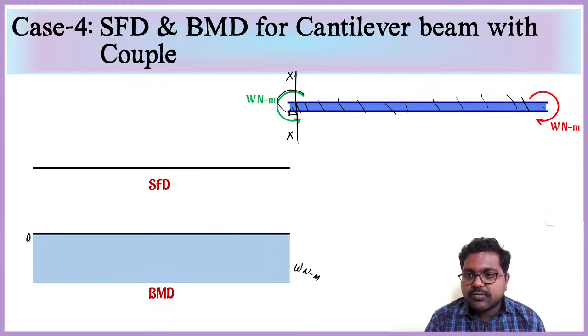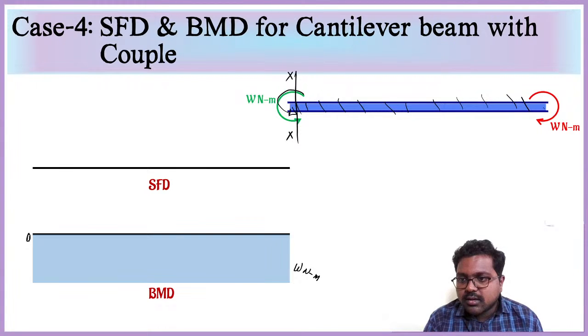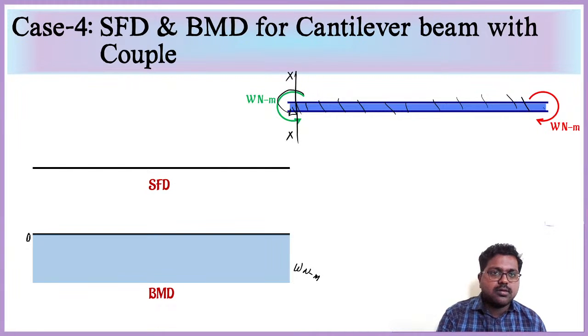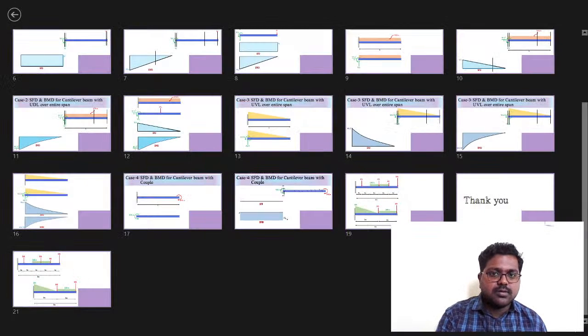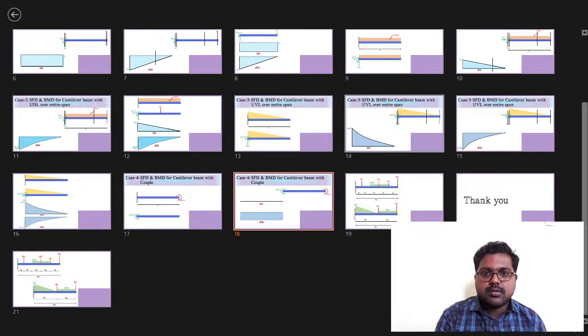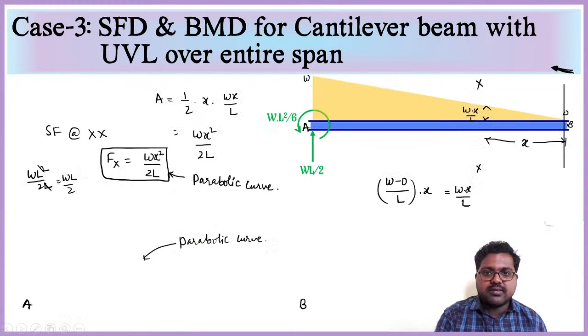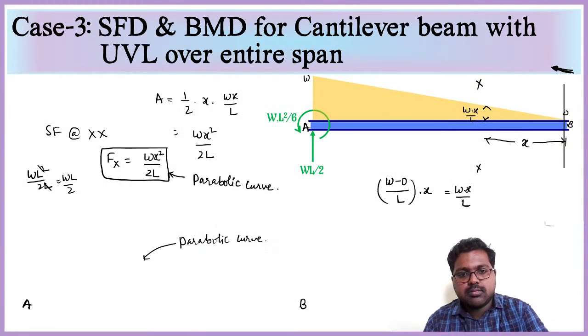So in case 3, shear force at A, WL/2 gives a straight line. Where do we represent that straight line in the shear force diagram? In case 3, we are having WL by 2. Yes, we are having WL by 2.